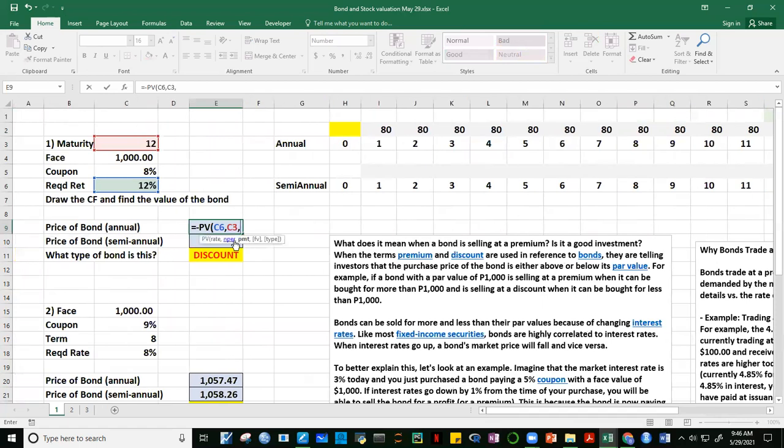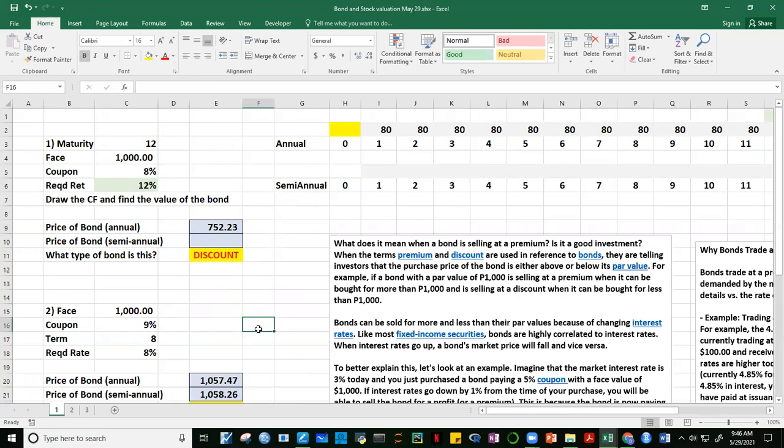All right. So PMT, that's C3 here. What's our payment? Our payment is 1,000 multiplied by 8%, comma. What's our future value? The 1,000. Okay, control enter. So the price of this bond is 752.23.